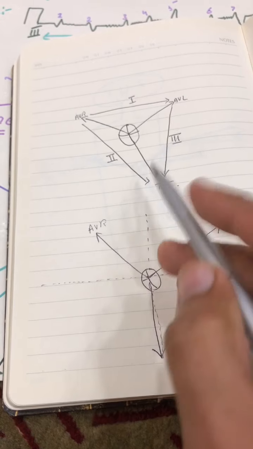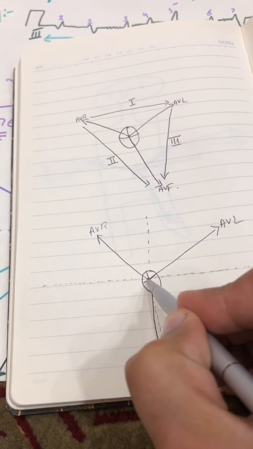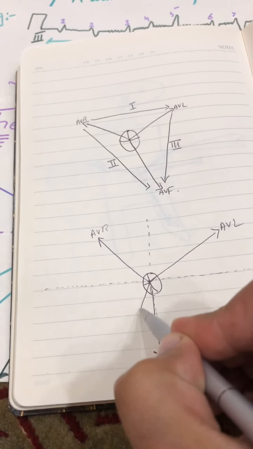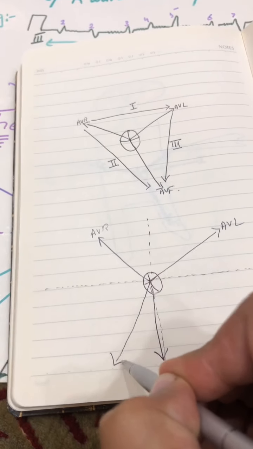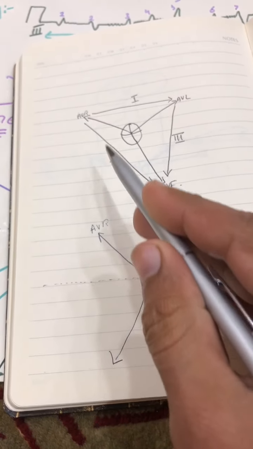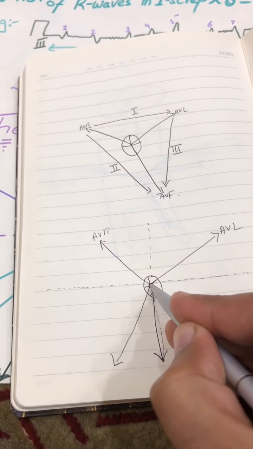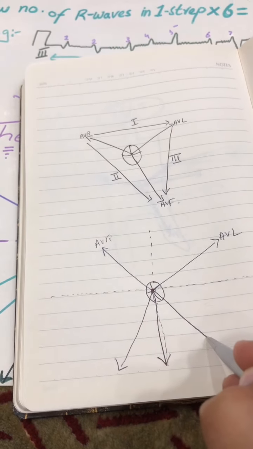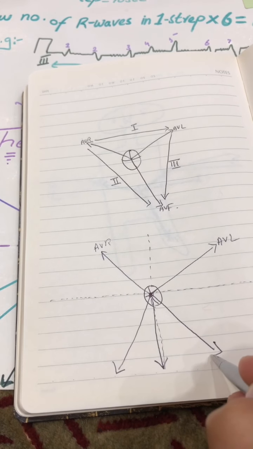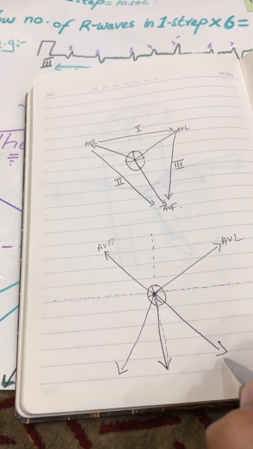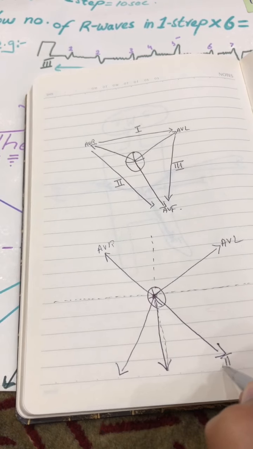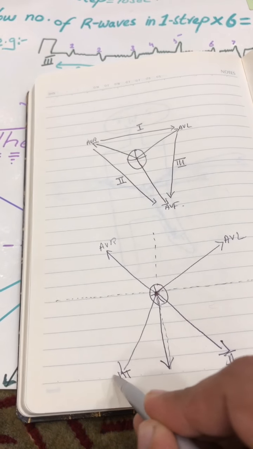Okay, now look at this lead. Just put the tail of this lead over here and draw it as it is in the above diagram. Look at this lead number 2. Put the tail over here and draw it as it is present in the above diagram. This is lead number 2. This is lead number 3.